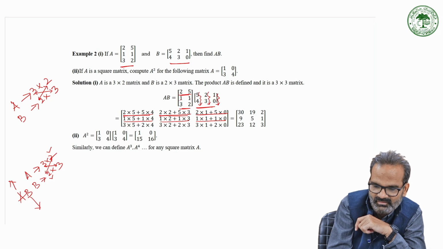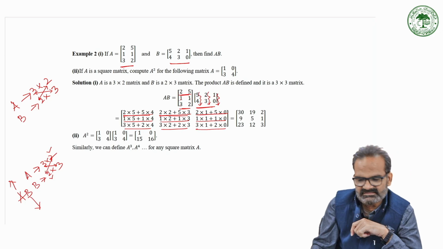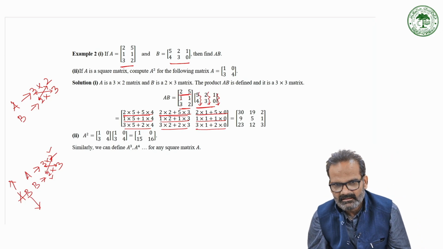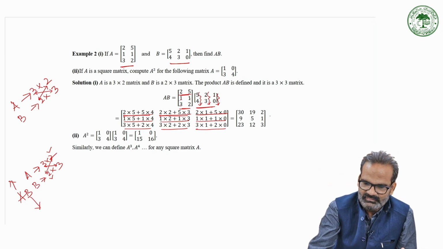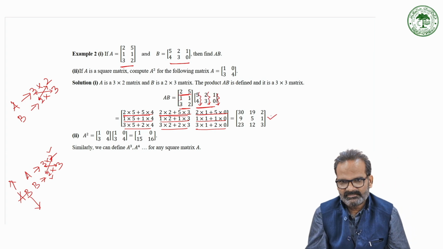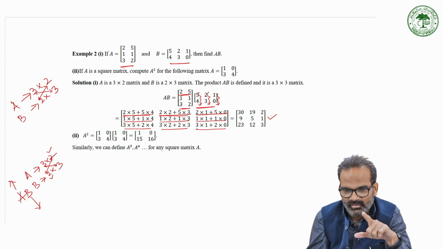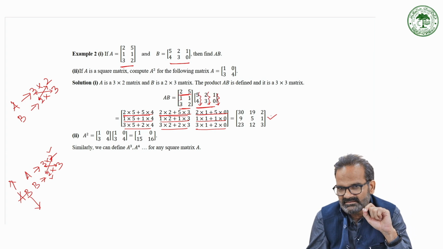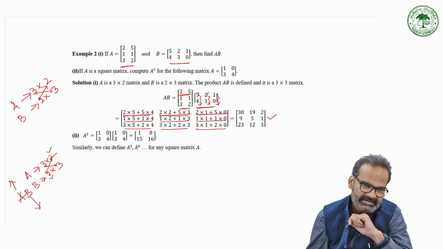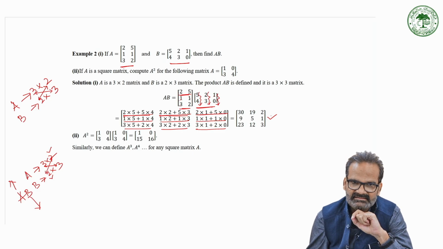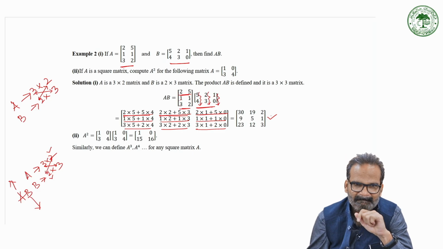Now come to the third row, 3 2: 3 into 5 plus 2 into 4, this; 3 into 2 plus 2 into 3, this; 3 into 1 plus 2 into 0, this. Now you can simplify it, and then finally you will get AB as a product, and you can verify that the order of this product is 3 by 3 because it contains 3 rows and 3 columns, right.